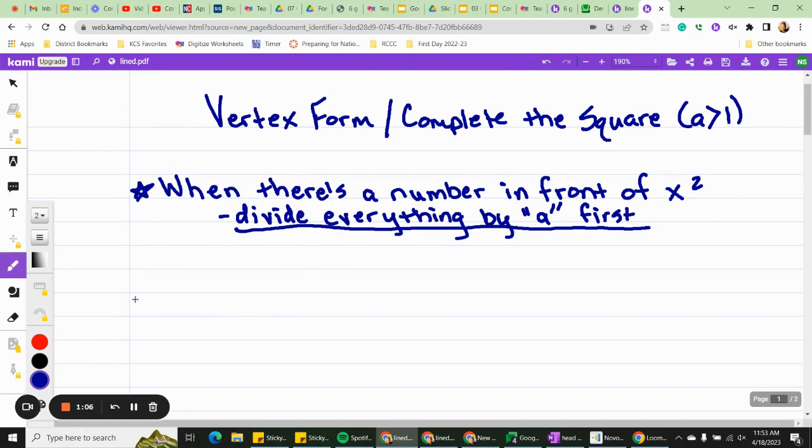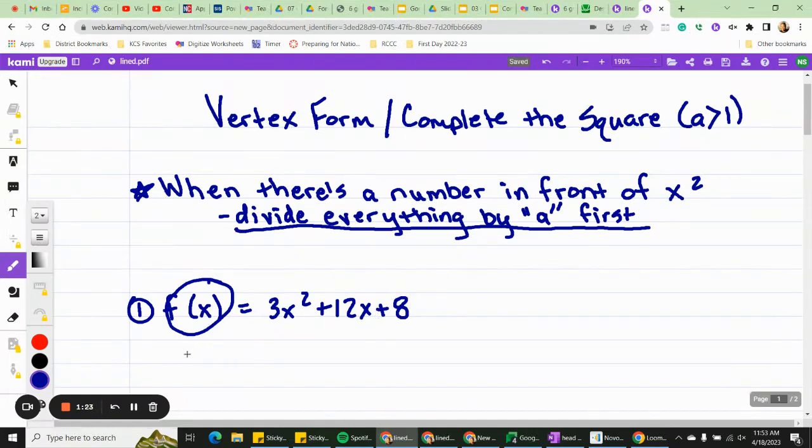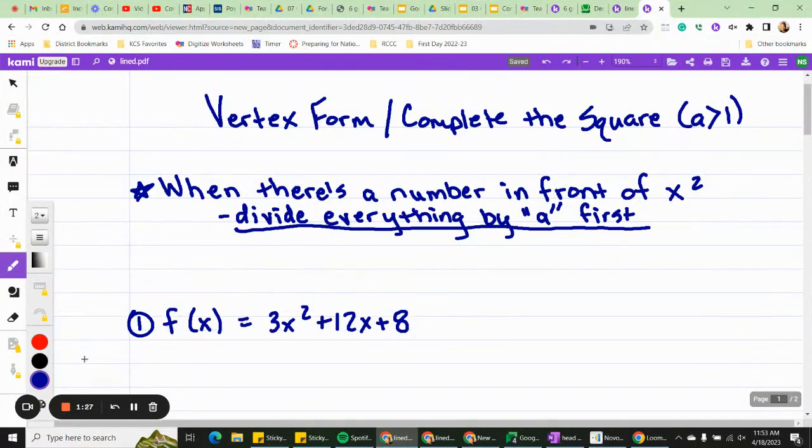to make sure everything's still equal. So for our first example, we're going to start with f of x equals 3x squared plus 12x plus 8. Now this f of x just means the same thing as y. So f of x equals is the same as y equals. It's just another way to write a function. So my first step, I'm going to divide everything by the a value. So everything's going to be divided by 3.